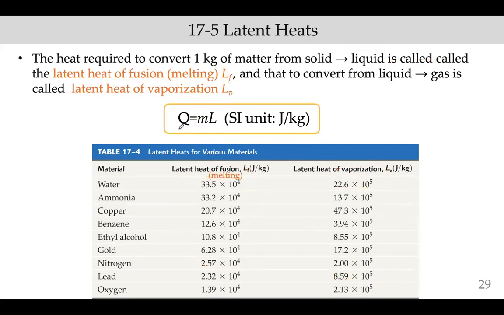So again, this is the amount of heat, or energy, that's required to change the phase of a material of mass m. And the latent heat value, you have to look up in the tables. So Q is in joules actually, because it's energy. Now L, the latent heat, is in units of joules divided by kilogram.